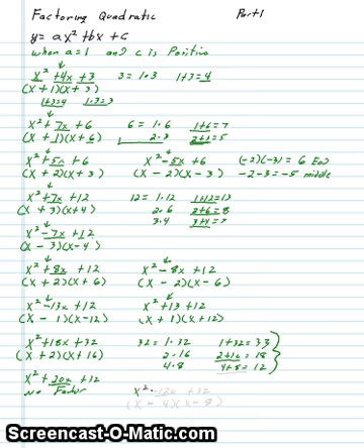x squared minus 12x plus 32. I've already factored the 32, so I have x times x. 12 is 4 plus 8. So I have the 4 and the 8. The middle term is negative, so negative, negative. There's the factors for x squared minus 12x plus 32.